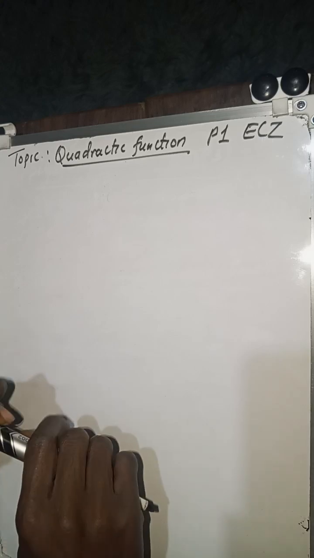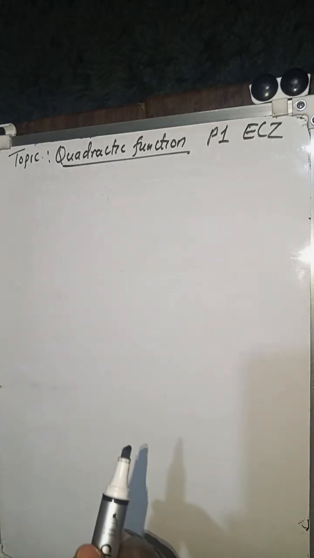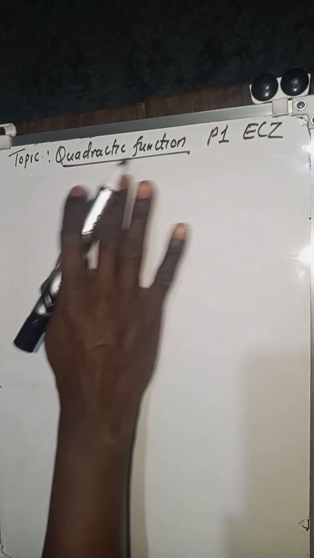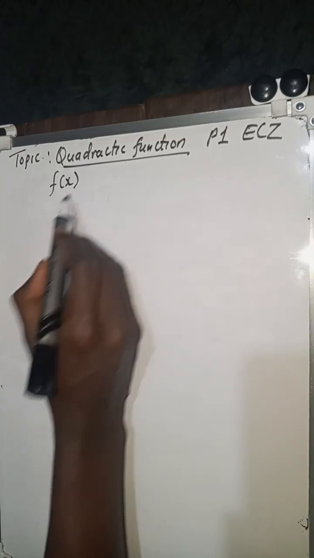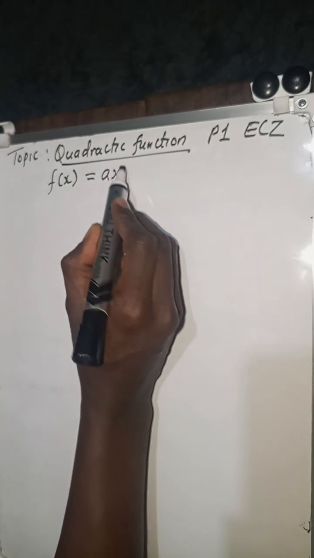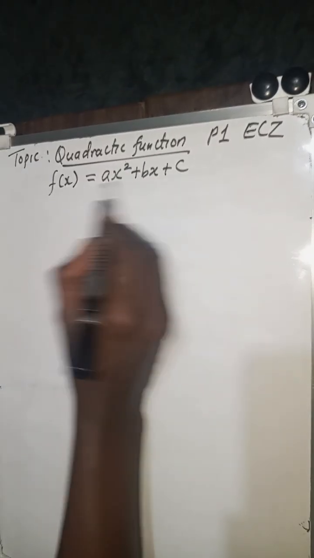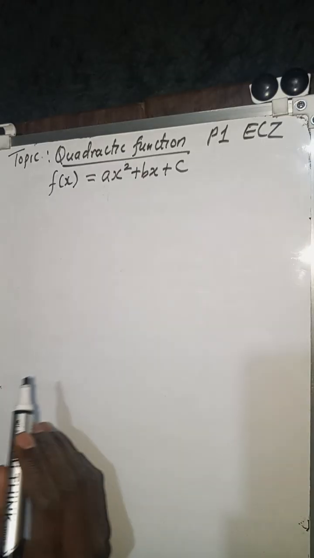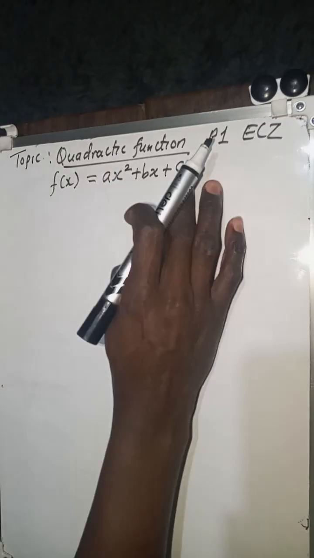Alright, so welcome to another segment of my mathematics videos as we look at quadratic functions this time. Remember, a quadratic function is always written in the form f of x is equal to ax squared plus bx plus c. So that is what you need to remember. This is what we are calling a quadratic function.